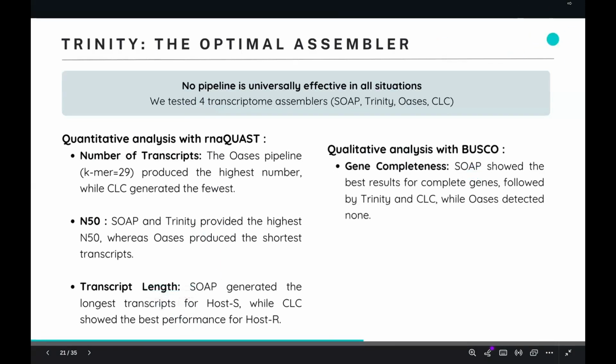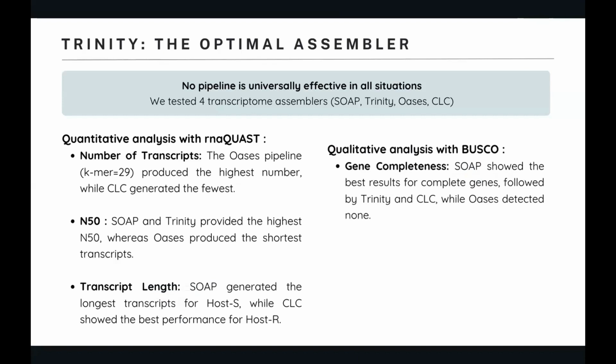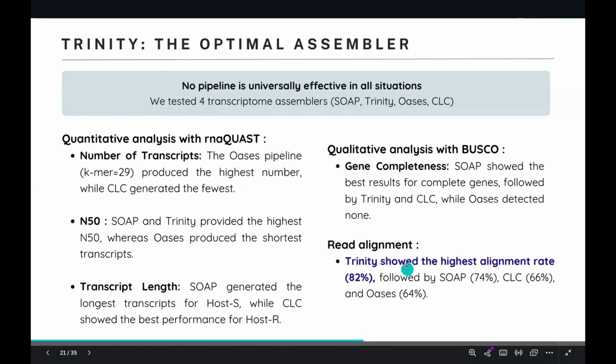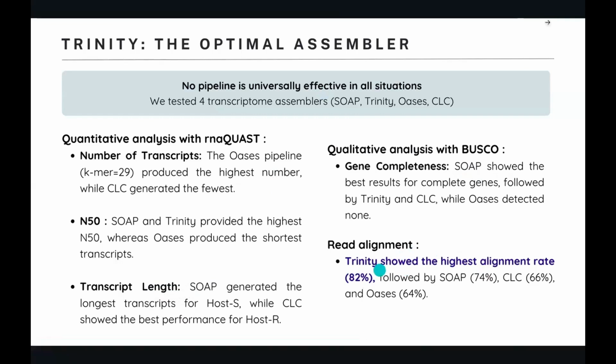For the qualitative analysis using BUSCO, SOAP had the best result for complete genes, followed by Trinity and CLC, while Oases failed to detect any complete gene. Finally, HISAT alignment results showed that Trinity achieved the highest alignment rate at 82%, followed by SOAP, CLC, and Oases. And therefore, we will continue the following analysis using the Trinity assembly.